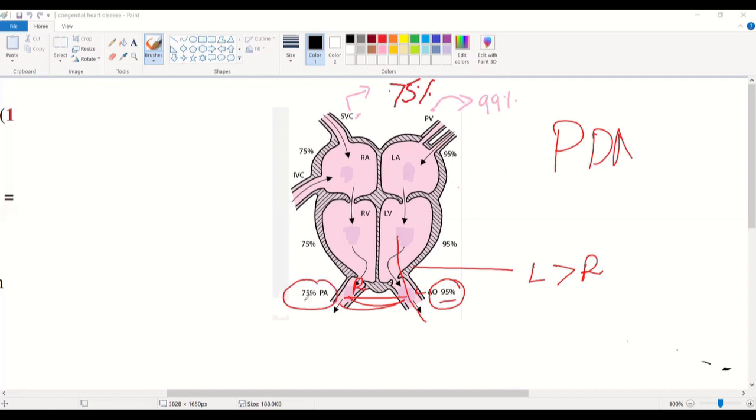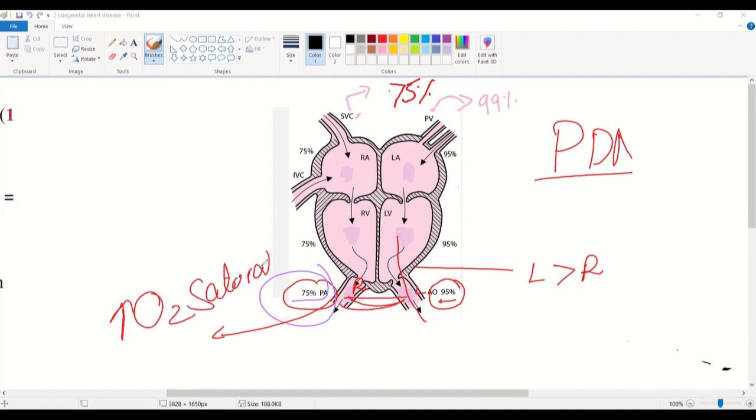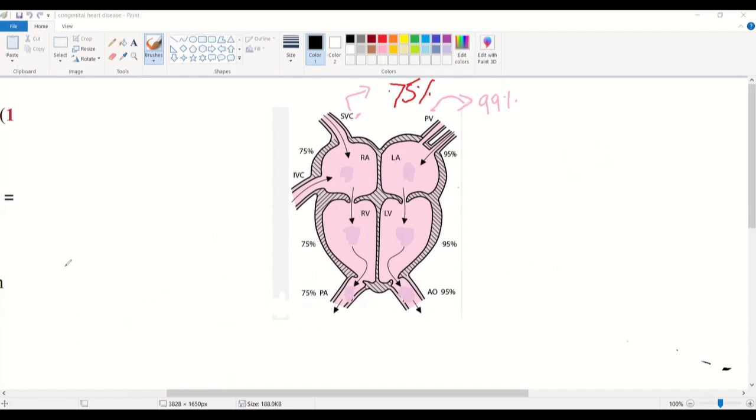So what happens in the PDA? This oxygenated blood mixes with the lower oxygenated blood. So it leads to increased oxygen saturation in the pulmonary artery, right? So this is the oxygen saturation change that takes place in the pulmonary artery, right?